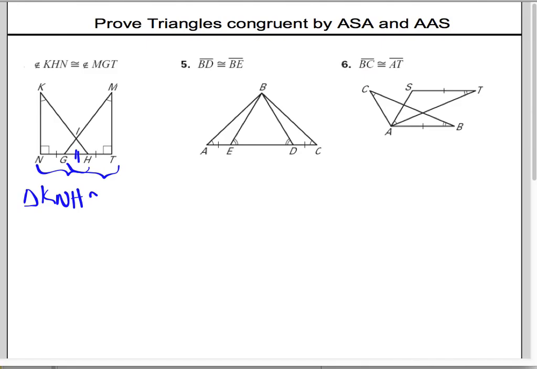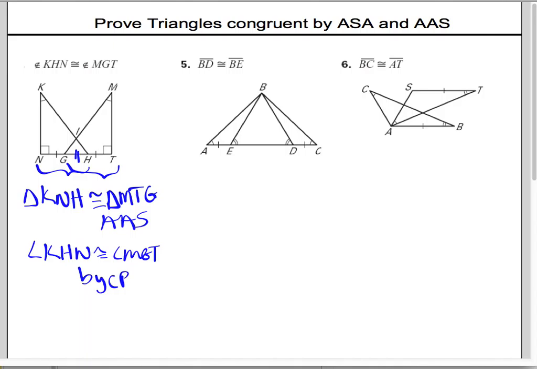So then I'm going to go over to this other triangle and I'm going to go 1 mark, right angle, no mark, so MTG. And my reason for that, I've got two angles and the side that's not between the angles, so angle, angle, and the side not in the middle. So this would show the triangles are congruent. And then we would be able to say angle KHN congruent to angle MGT by CPCTC. So I didn't really explain all the reasons, but I explained why the triangles are congruent, what's that reason, and why those angles are congruent.